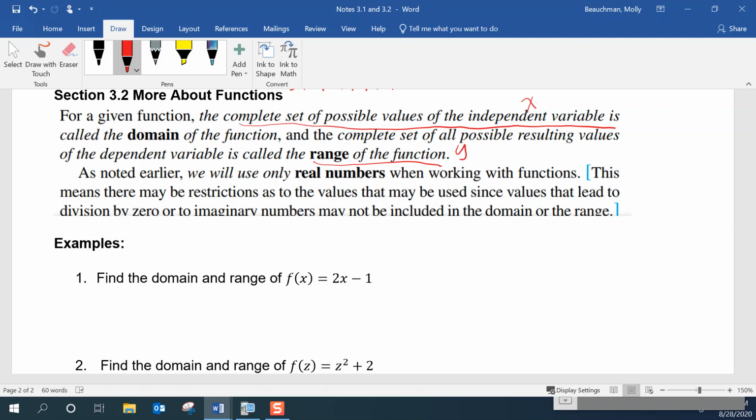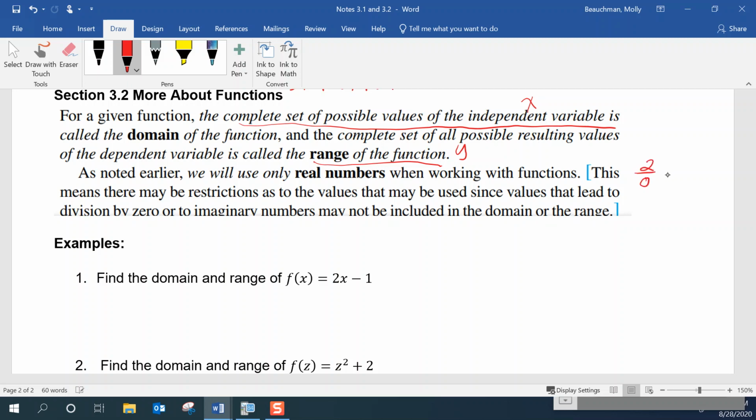As noted earlier, we will use only real numbers when working with functions. This means there may be restrictions as to the values that can be used, since values that lead to division by zero or to imaginary numbers may not be included in the domain or range. Here's what this means.